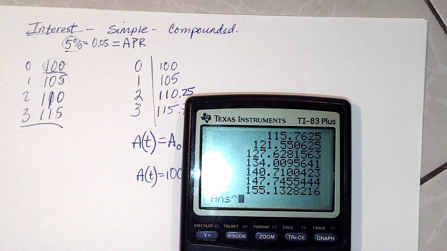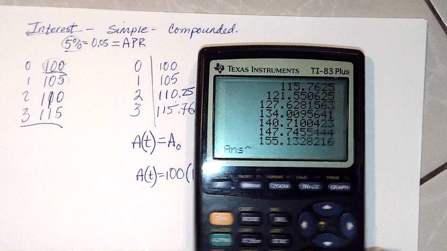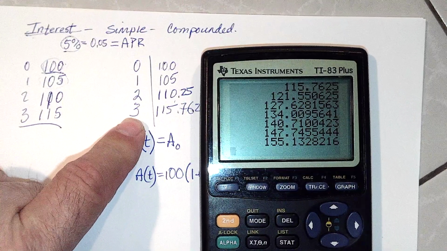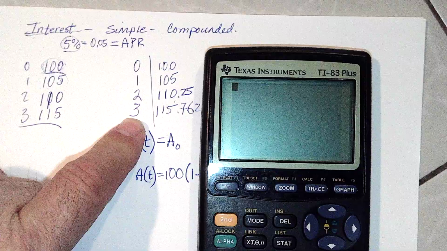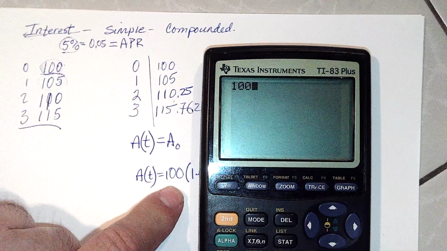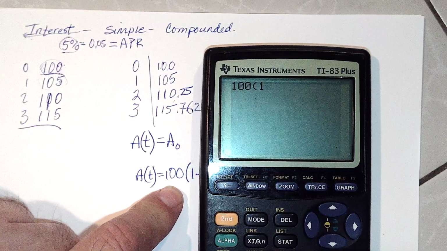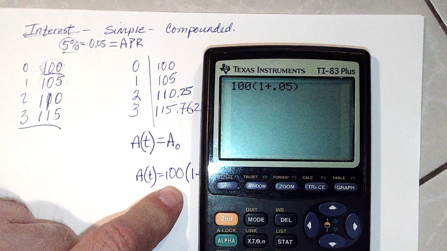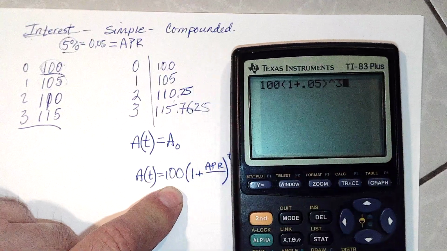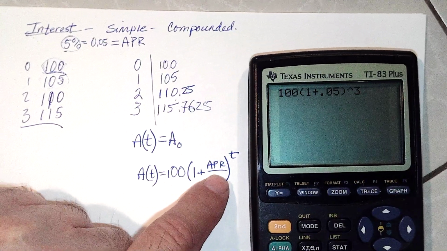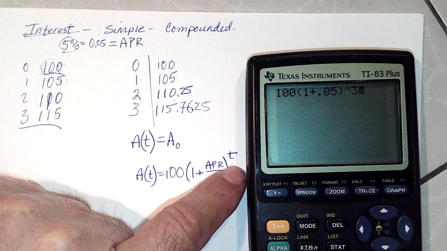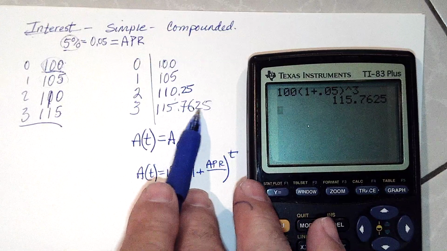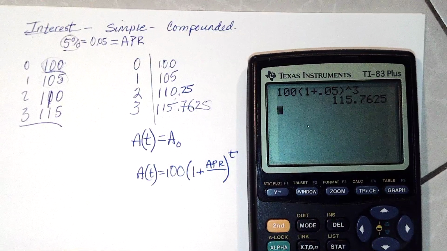So if I wanted to find 3 years directly, I would type in 100, my starting amount, parenthesis, 1 plus 0.05, close parenthesis, to the third for 3 years. 1 plus APR to the T, to the third. And I get my 115.7625. Okay?